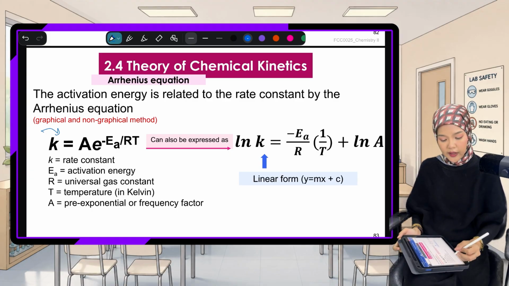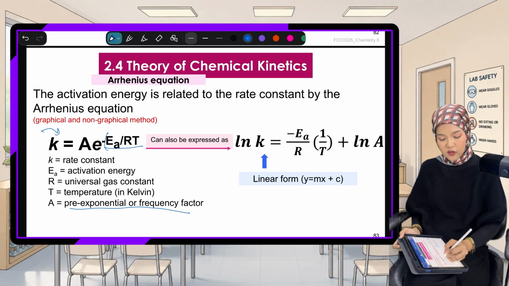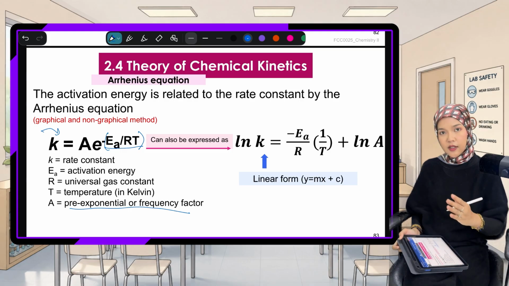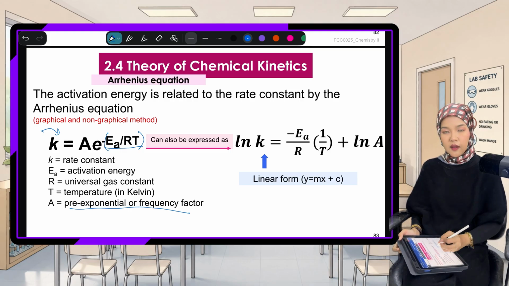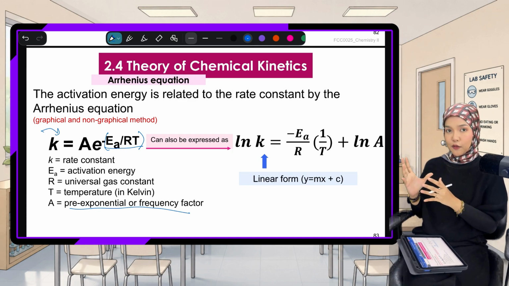k equals A, where A is a constant, times exponential e to the negative activation energy divided by RT. Most of the time, it's better for you to just change it into the linear form.